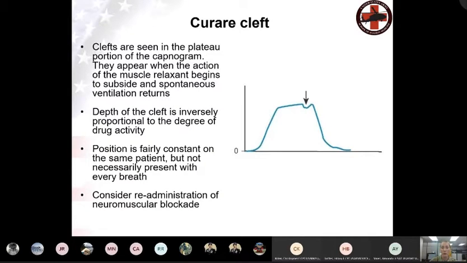Now, for the patient, the depth of the cleft that we see here is going to be directly proportional to how deep a breath the patient is trying to take. Unique to each patient will be where on this plateau the cleft is. It may happen here, it may happen here, it may happen here. So it's going to vary by patient, but in general, for a given patient, it will happen in the same location.